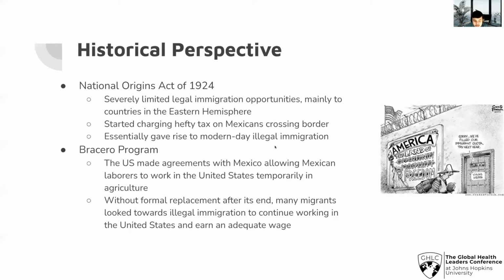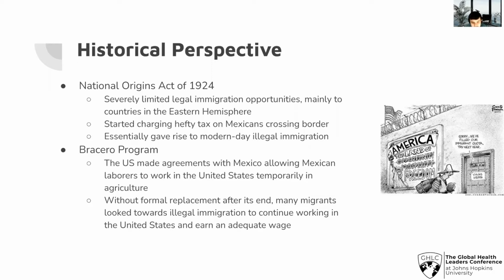So I want to start with the National Origins Act of 1924, and this was a bill passed in Congress that severely limited legal immigration opportunities, mainly to countries in the Eastern Hemisphere. It also started charging a hefty tax on Mexicans crossing the border, and this essentially gave rise to what we call illegal immigration today.